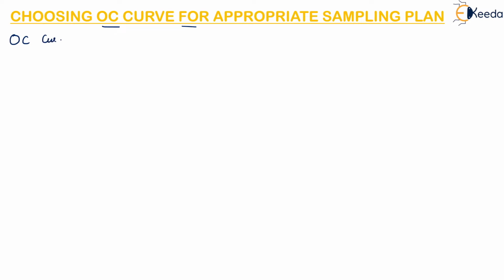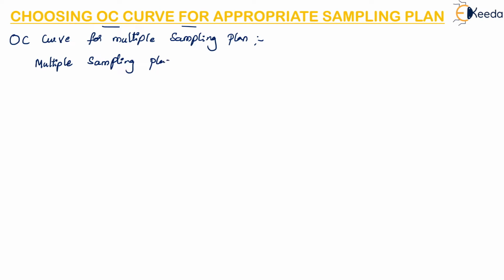So OC curve for multiple sampling. The multiple sampling plan is also a continuous process similar to the double sampling plan.